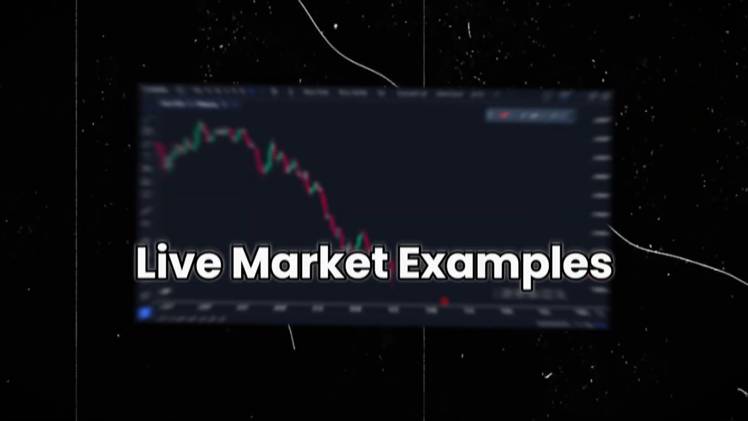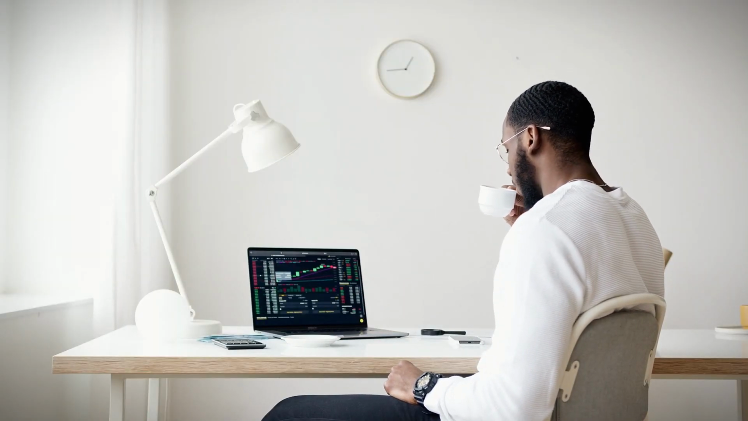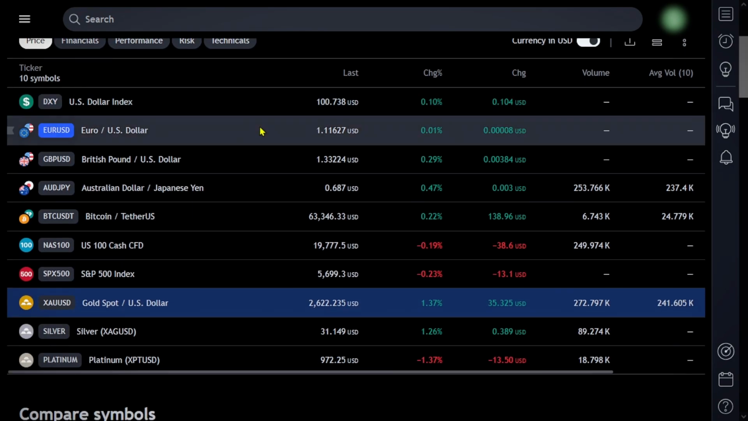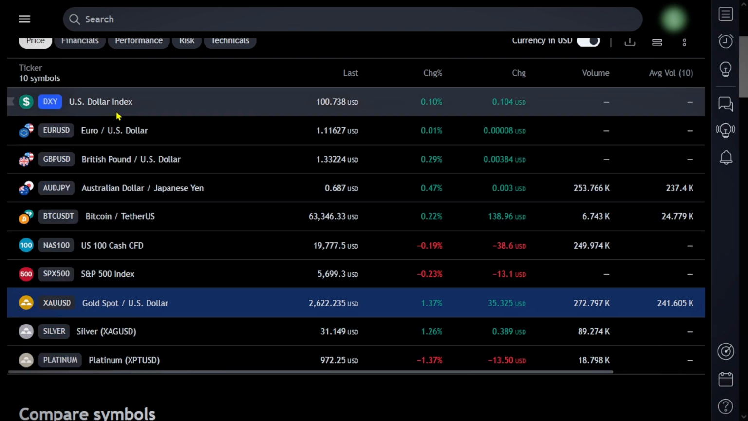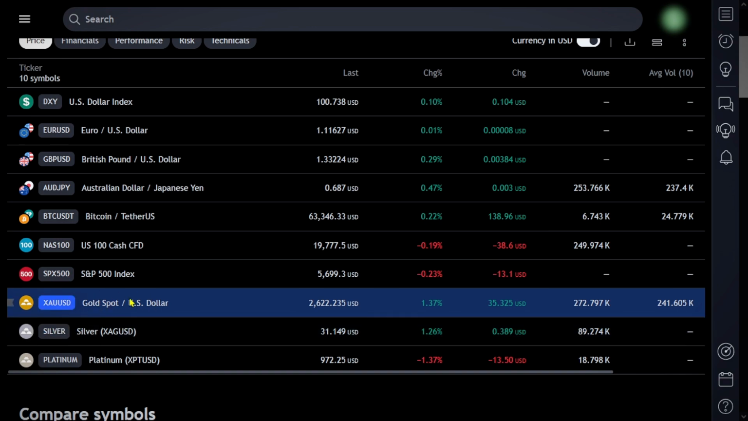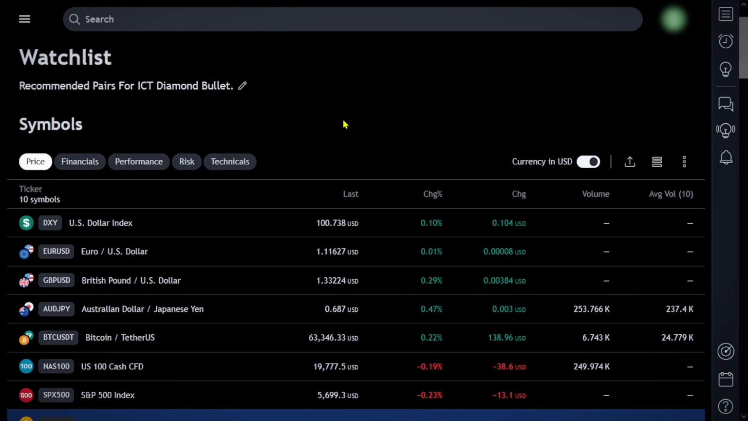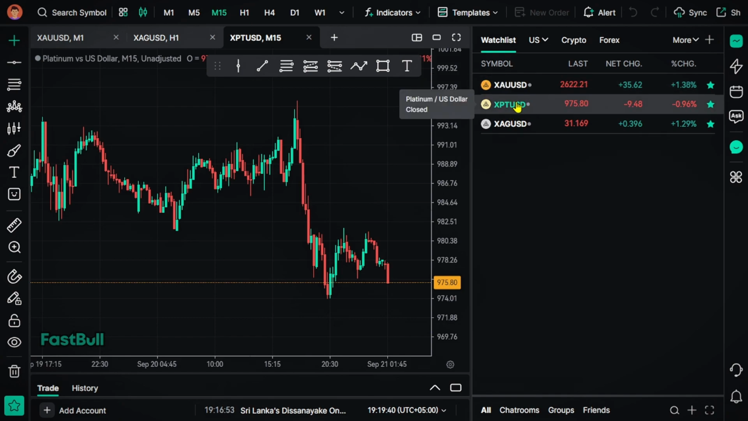Now, to understand this strategy better, we'll go through some live market examples. But before that, let's discuss the pairs where this strategy works best. The Diamond Bullet strategy can be applied to all pairs and asset classes, including Forex, crypto, and indices. Personally, it works best on pairs like Euro-USD, Nasdaq 100, AUD-USD, GBP-USD, and more. However, since this video is focused on gold, we'll be concentrating on gold and other metals like silver and platinum.